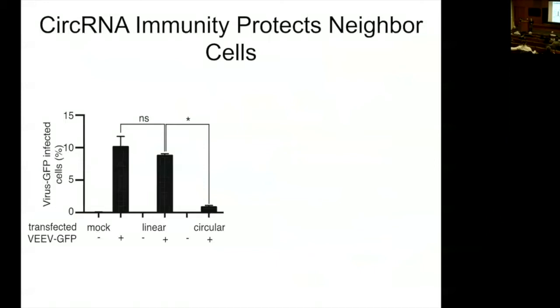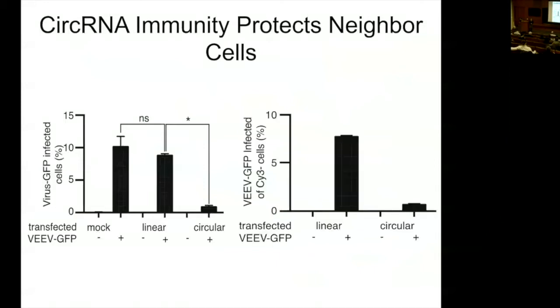We found, interestingly, that even the cells that did not themselves receive the circular RNA, but were in the same neighborhood, or essentially well, of the circular RNA, also were protected. So then we wondered, could we extend this to an in vivo model and see if we can get systemic protection of an animal?